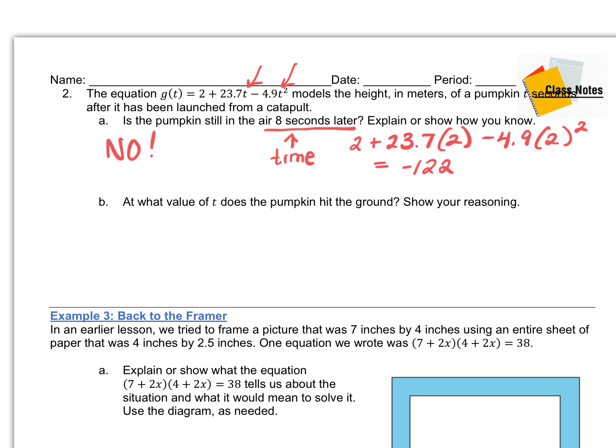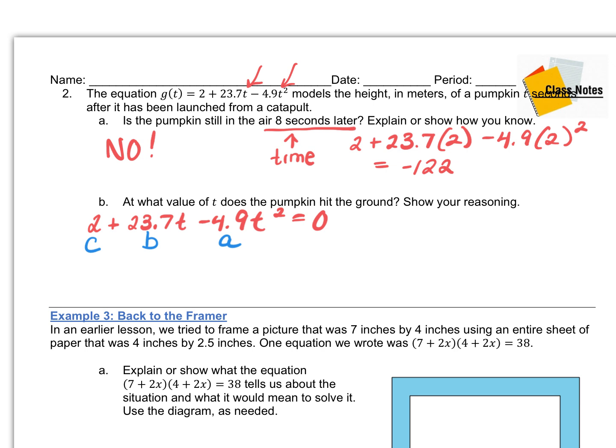So then it kind of helps me with 2B, right? I know it's going to hit the ground before 8 seconds. So to solve that, I'm going to take my equation and set it technically equal to 0. Now be careful here because they have mixed up your equation, right? Usually we have the negative 4.9 t squared first.